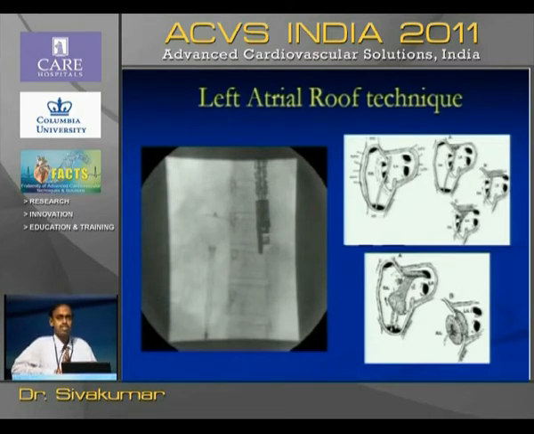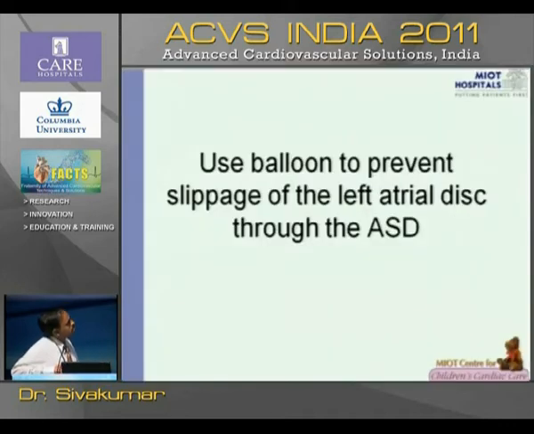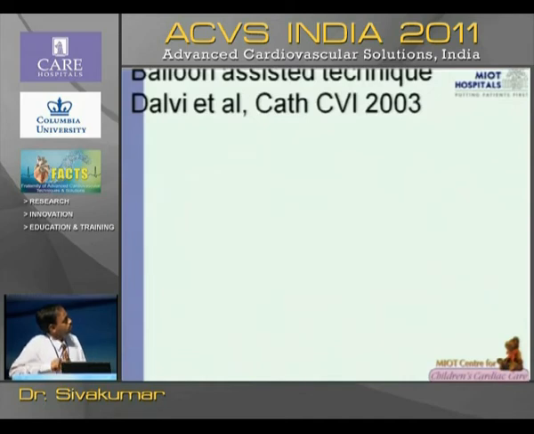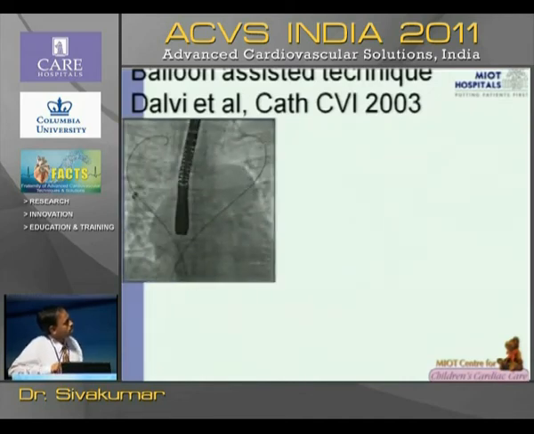The fourth strategy that came in the last about 5 years is to use a balloon to prevent the slippage of the left atrial disc through the atrial septal defect. This was conceptualized in our own country by Dr. Bharat Dalvi. The principle is like this: you put two wires across, and through one of the wires take the sheath for deploying the device. Through the other take a balloon.